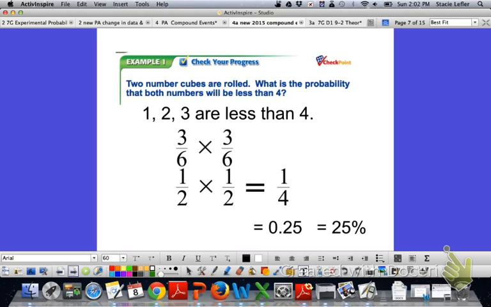And we're going to get two number cubes being rolled. For both of them to be less than 4, we would have 3 out of 6 times 3 out of 6. Both of those can simplify to 1/2. When multiplied, we get 1/4. 1/4 as a decimal, like 4 quarters in a dollar, is 25 hundredths, which is 25%.